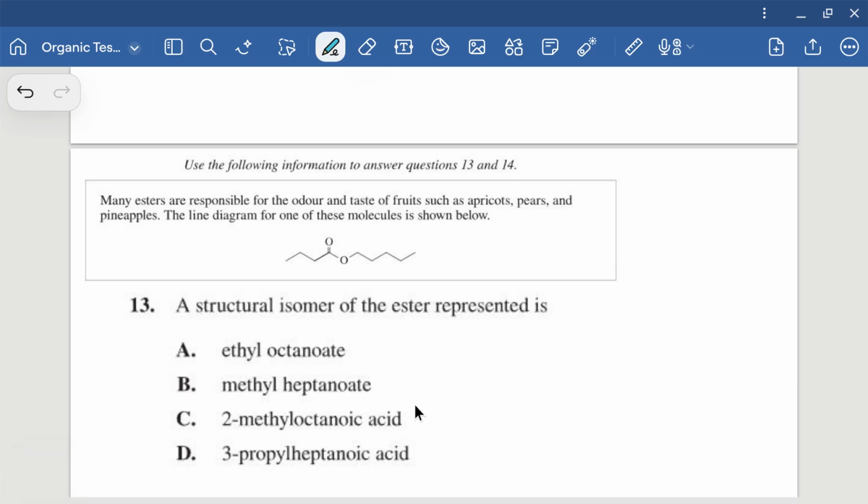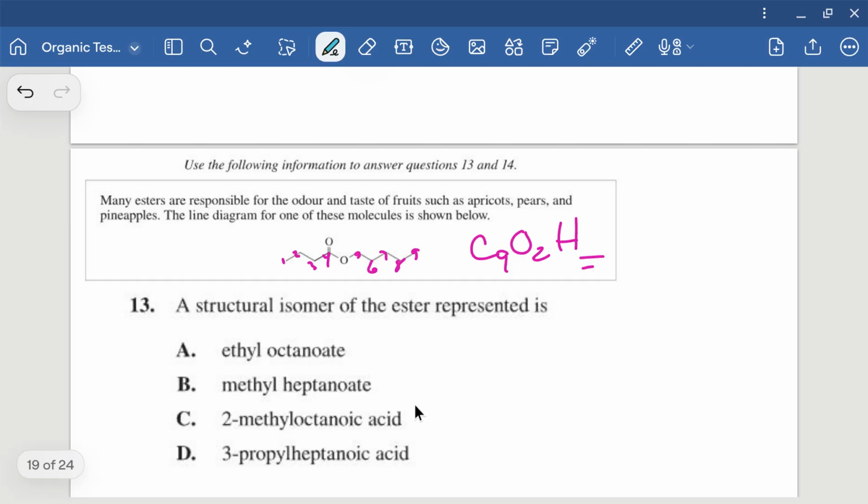This one, taking a look at it, asking which one would be a structural isomer. We just want to figure out how much of everything we have. So I'm starting with the carbons. We have 1, 2, 3, 4, 5, 6, 7, 8, 9. So we're looking for a molecule with 9 carbons, 2 oxygens, and a certain number of hydrogens, which we can count after if we can't narrow it down.